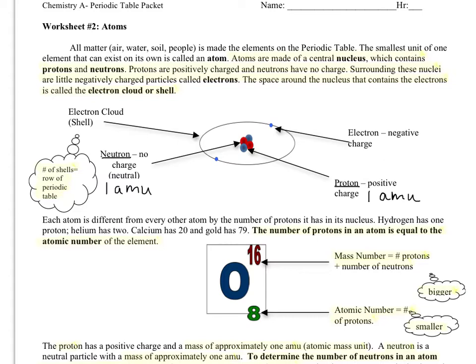Right? The last thing that makes up an atom is an electron, which has a negative charge. And it does have a mass, but it's so incredibly small that for our purposes, we'll just say it has no mass. So 0 AMUs would be the weight of an electron. And electrons can be found moving around in what we can call an electron shell, or maybe more accurately, an electron cloud.